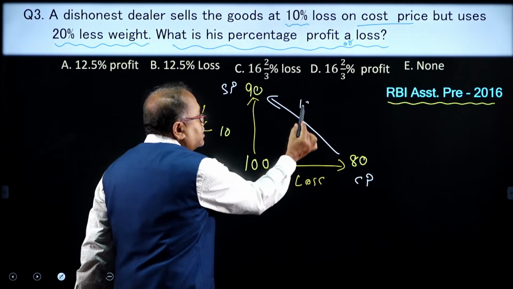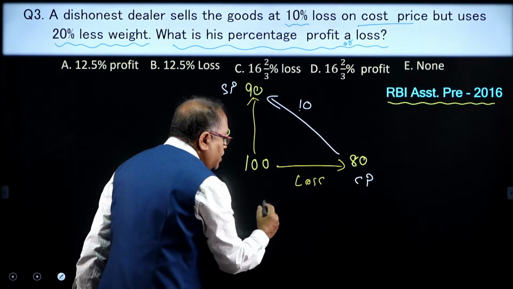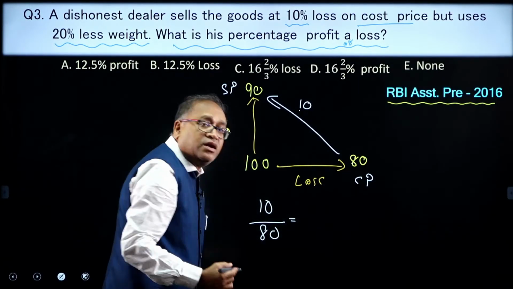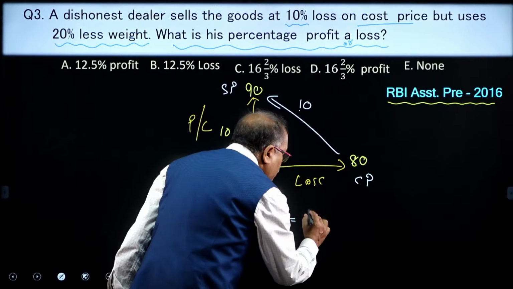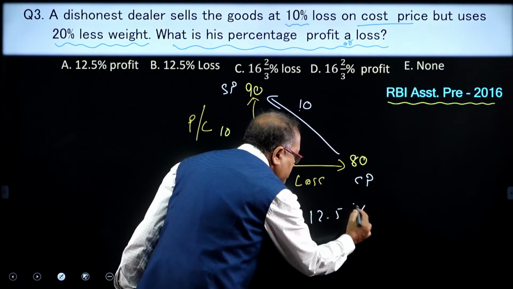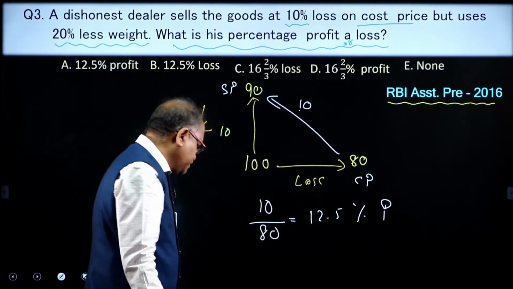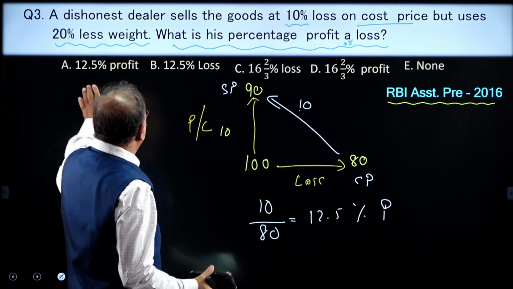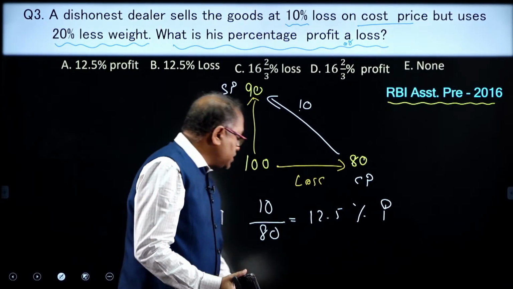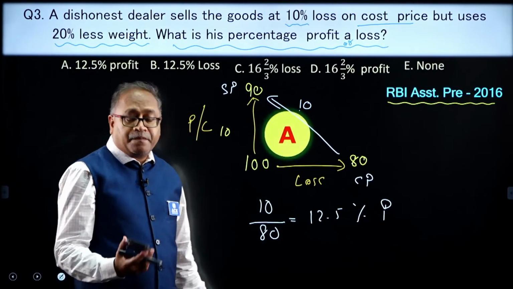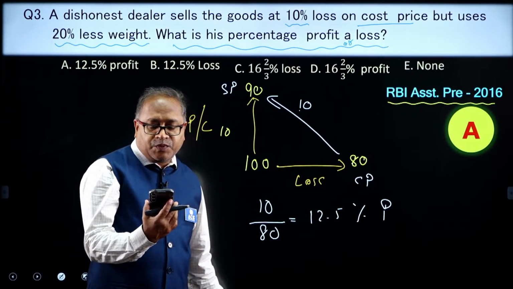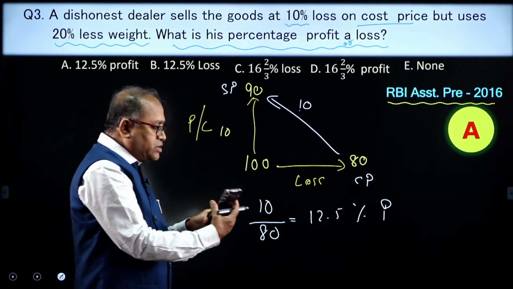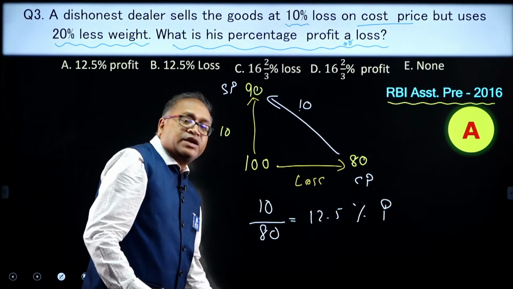I notice that there is a profit of 10 over 80, that is 1 by 8, and that comes to 12.5% profit. So, what should be the answer over here? 12.5%, option choice A. Yes, my friends. Those who are on the board, I hope you are understanding this.